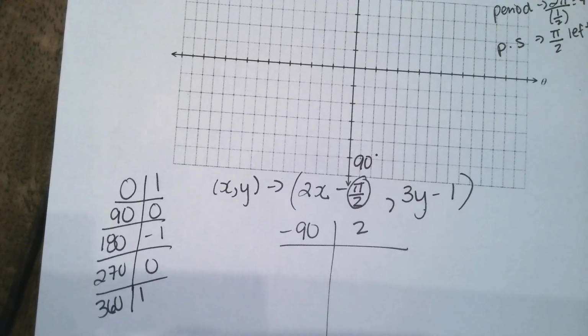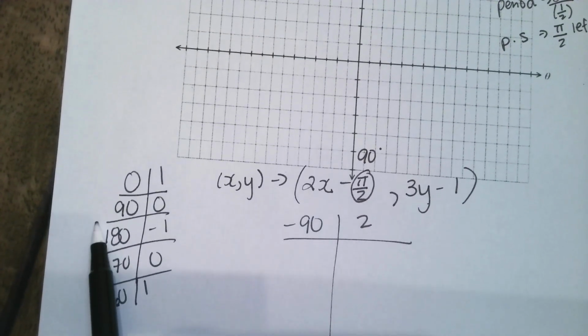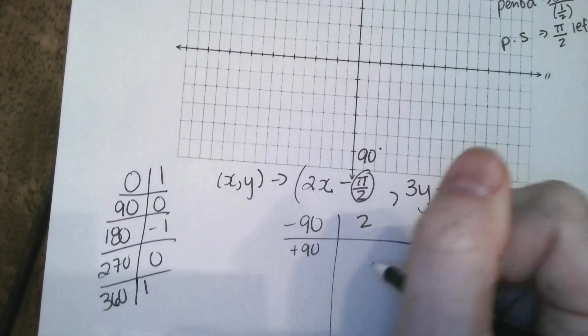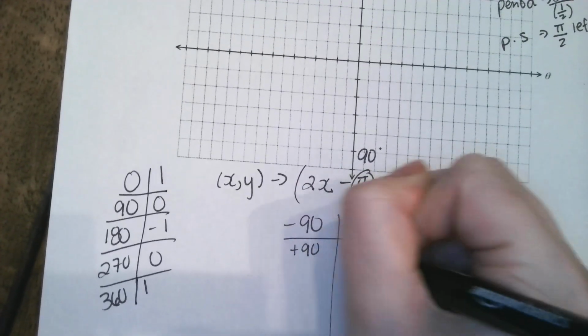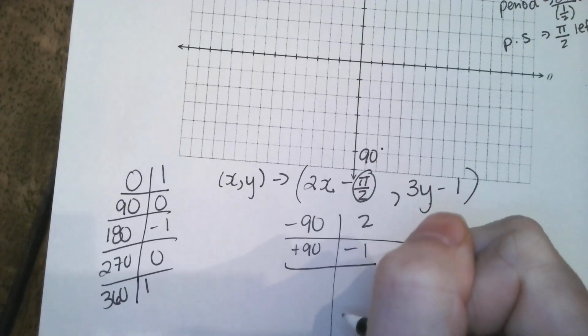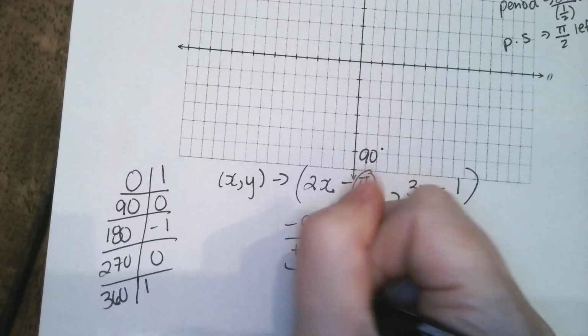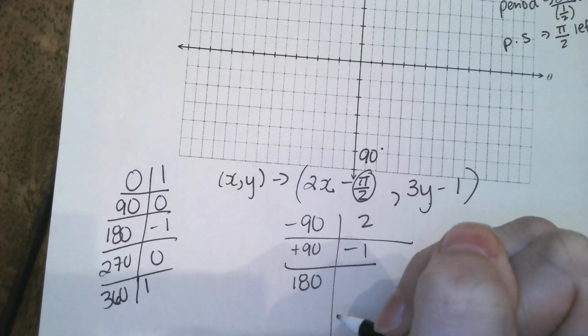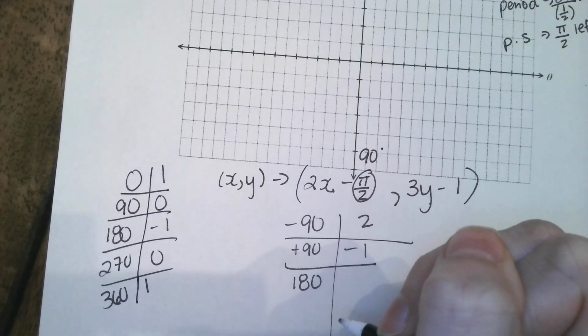Does that make sense? Am I losing my mind? No, looks good to me. Same thing. 2 times 90 is 180, minus 90 is +90. This guy, same thing with the y value, is -1. And if you keep on keeping on with those points, you are going to get 180 goes to the next point.